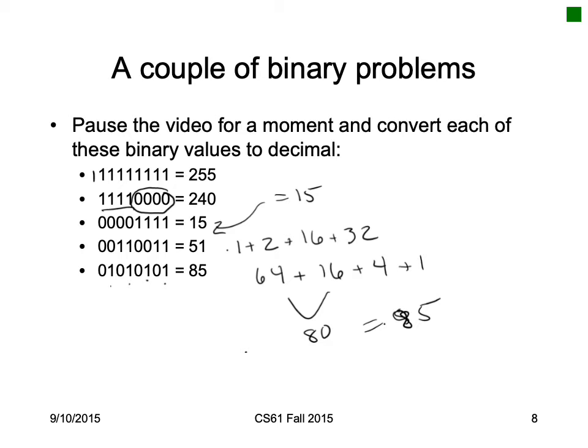This one, I didn't see any easy way to do it, so I added 1 plus 2, 4, 8, plus 16 plus 32. That gave me 48, 50, 51. Similarly for this one, I added 1, 4, 16, and 64. So 64 plus 16 plus 4 plus 1, that gives me 85.